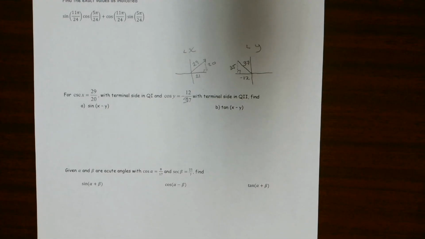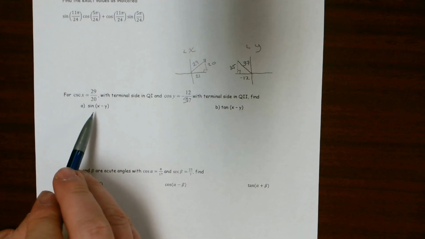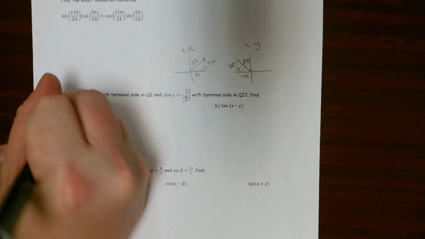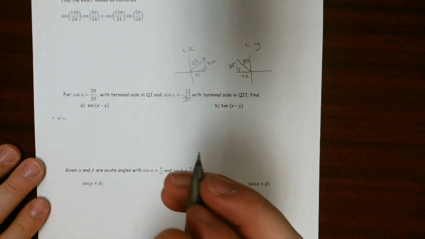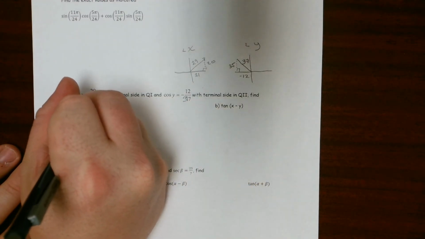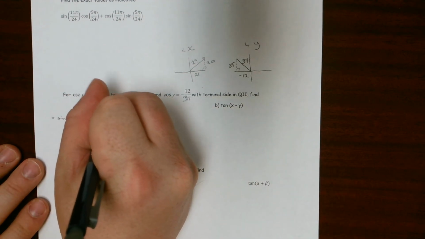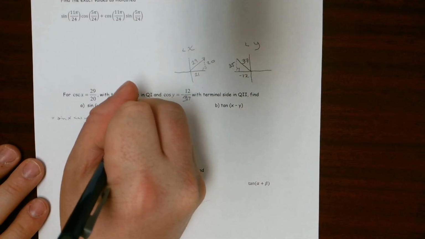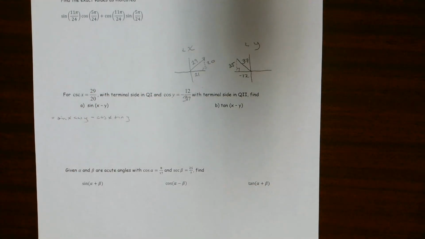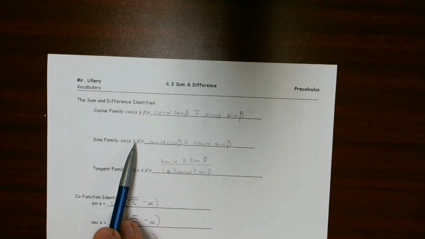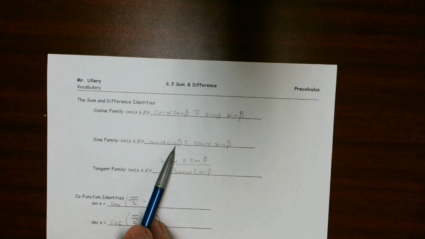Okay, so we've got our angles drawn right there, and we can use our sum and difference identity. If you flip to the front, you can see that the sine of an angle minus an angle is equal to the sine of the first angle times the cosine of the second angle minus the cosine of the first angle times the sine of the second angle. That's just being pulled from right here: sine of first angle, cosine of second angle, minus cosine of first angle, sine of second angle.